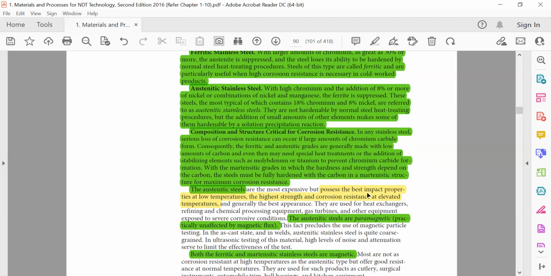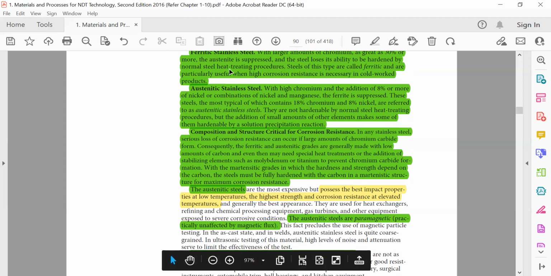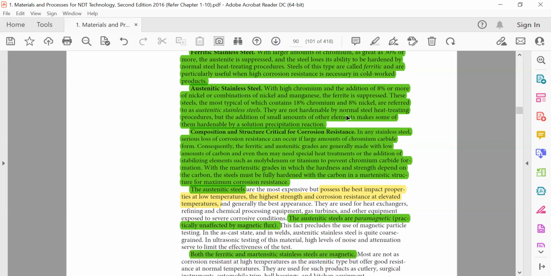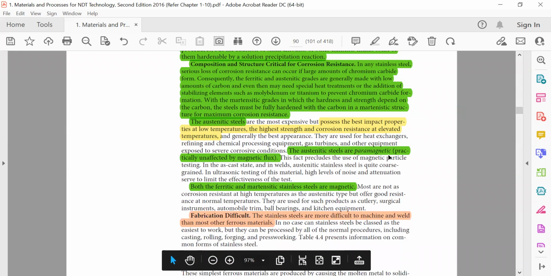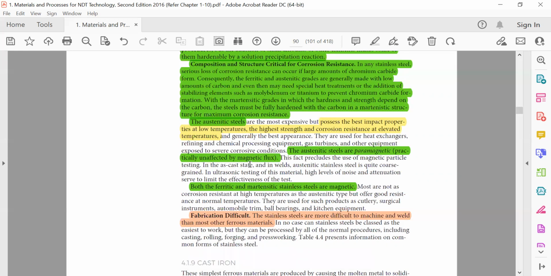The austenitic steel possesses the best impact properties at low temperature, higher strength, and corrosion resistance at elevated temperature. These are called the 300 series, and ferritic and martensitic are the 200 and 400 series. Ferritic and martensitic are magnetic, and austenitic is non-magnetic. Really, they are paramagnetic, very slightly affected by a magnetic field, so we consider them non-magnetic. Both ferritic and martensitic stainless steels are magnetic.